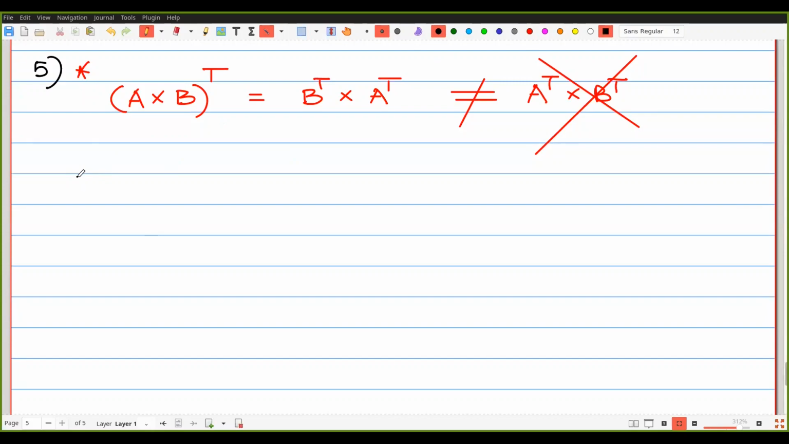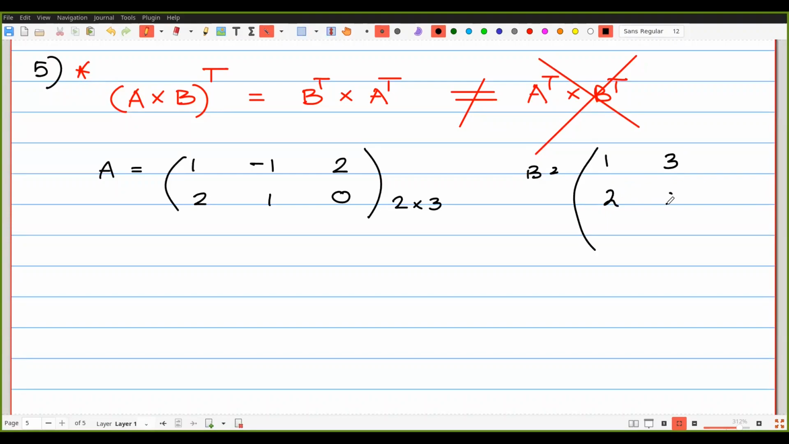Let's check. Suppose we have a matrix A, that one 1, minus 1, 2, 2, 1, 0. That means 2 cross 3. B is equal to 1, 3, 2, 0, minus 1, 1. That one 3 cross 2. Now at first we have to check A cross B is possible or not. Okay, column number 3, row number 3. So matrix multiplication is possible, then we should proceed to the transpose.